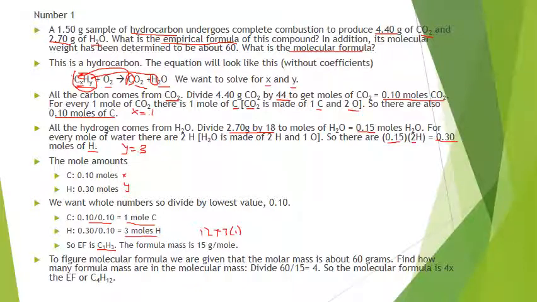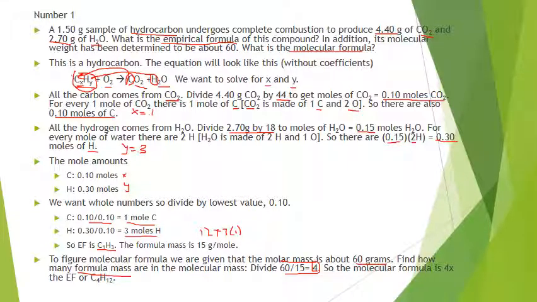Okay, so that's 50. Now to figure out the molecular formula, we need to know the molar mass. And the molar mass is about 60 grams. And so the formula mass is 15. How many of those can go into 1 molar mass? And it's easy to find, there's 4.